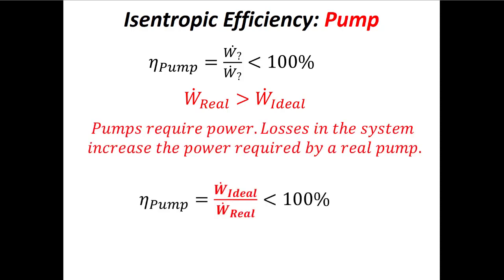So here we get that the isentropic efficiency for the pump is the power consumed by the ideal pump divided by the power consumed by the real pump. And again, if you ever do this and you get an isentropic efficiency bigger than 100%, it means that you got the ratio upside down.